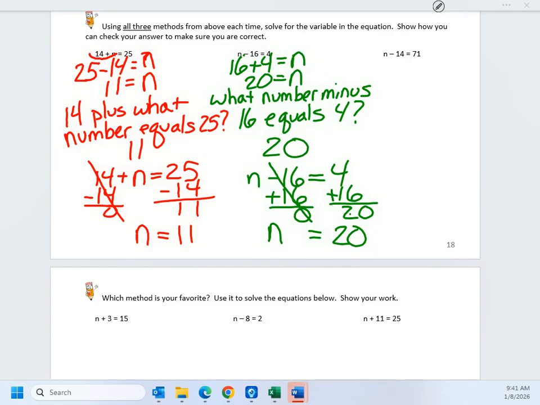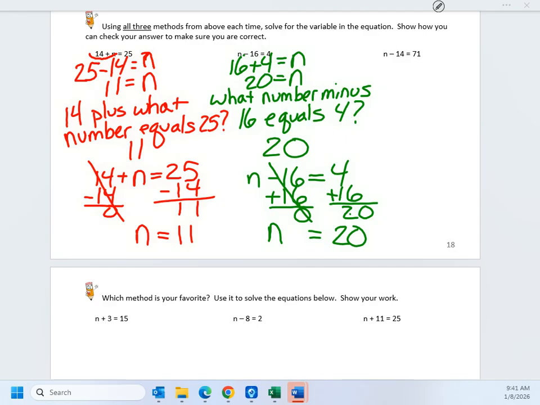Any question on any of those methods? Haley? On the back, if you're doing the bottom, if you're doing the logic, you have to write the question. If you're doing the fact family, you have to write the fact family that you use to solve it. If you're doing opposite operations, you have to do the opposite operations.